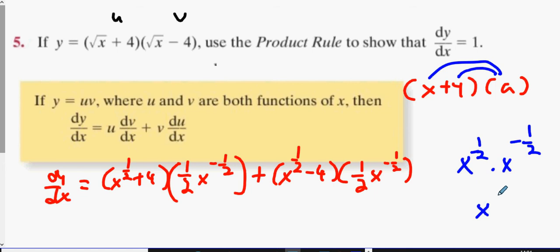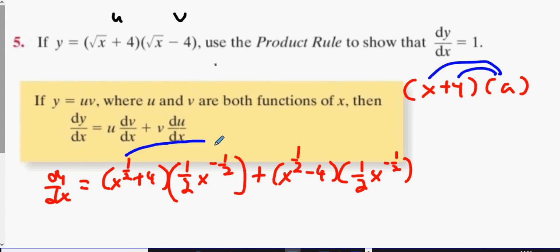X to the power of 0. And what's anything to the power of 0? 1. Do you remember you add the powers? What's x3 by x4? x7. Right?